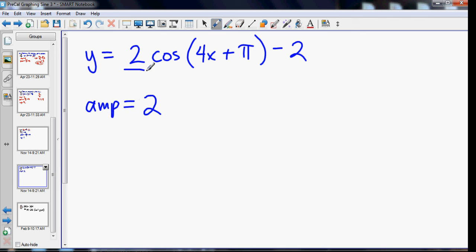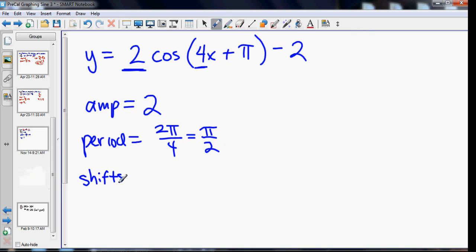Okay, now for the shifts. One thing I really should have been writing all along is the word shifts in front of these. So it's shifting to the left, and I know that because it's plus this time. So whenever minus is to the right, plus is to the left. So it shifts left, C over B. And thankfully this time I don't have to do any simplifying. I don't have any fractions inside of fractions. So this shifts to the left, pi over 4 units. And the minus 2 tells me it shifts down 2 units.